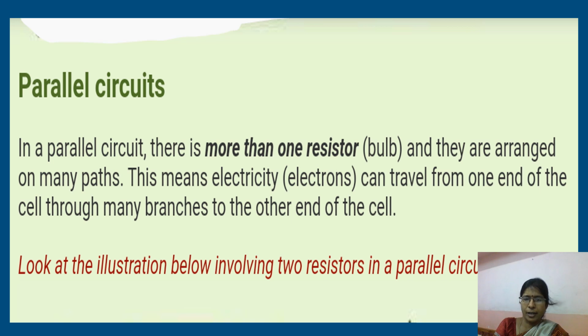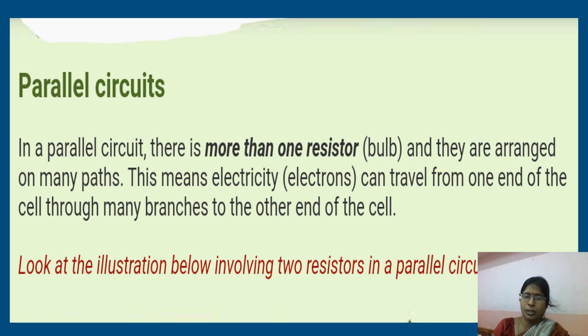This means that electricity can travel from one end of the cell through many branches to the other end of the cell. So when we speak about a parallel circuit, the electric current travels from one end of the cell through many branches to the other end. The current flows through many paths in a parallel circuit, whereas in series it is a single path.